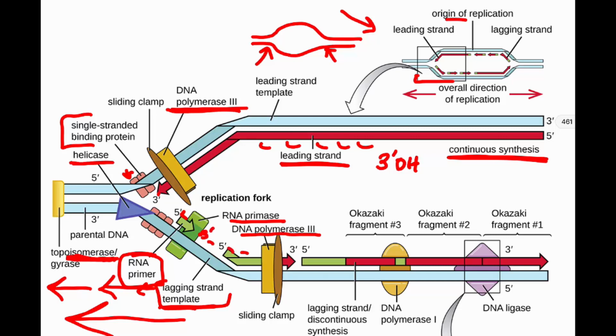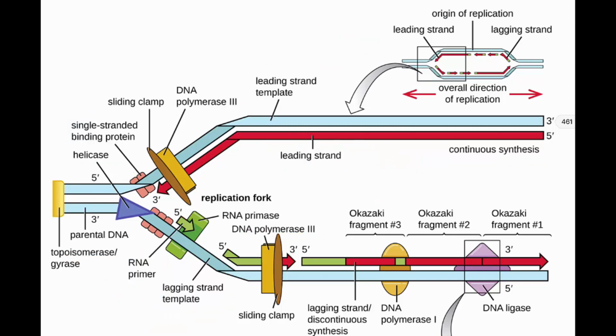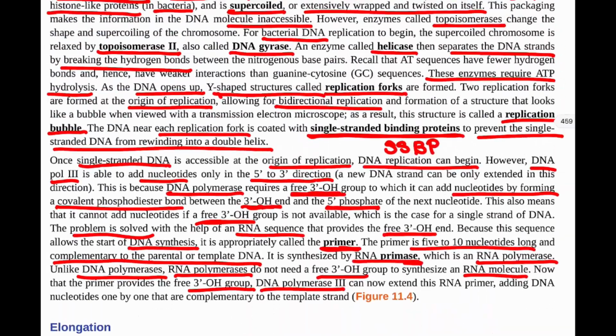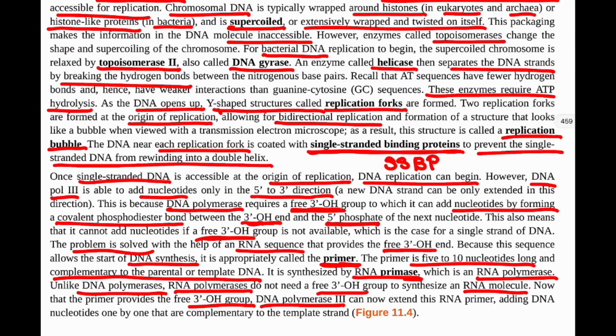So we're able to add nucleotides in this direction. You can see here's our free 3' end, and we can add nucleotides. Actually, we'll talk about that in a moment in elongation. So those are the enzymes that we've talked about so far, where we have our leading strand and our lagging strand, and then we have to have our RNA primer in order to get that lagging strand going.